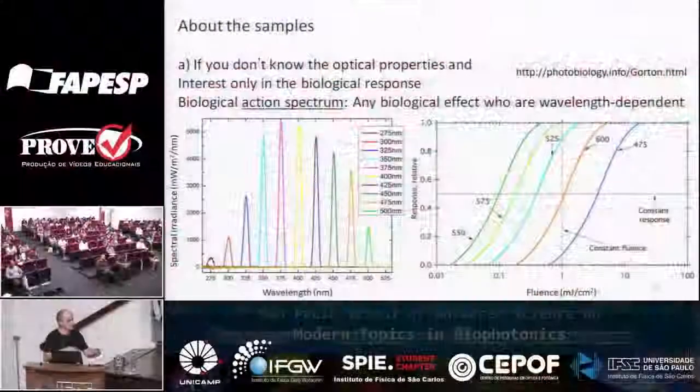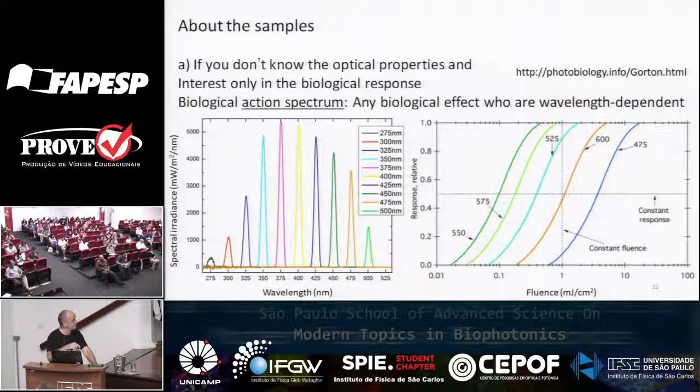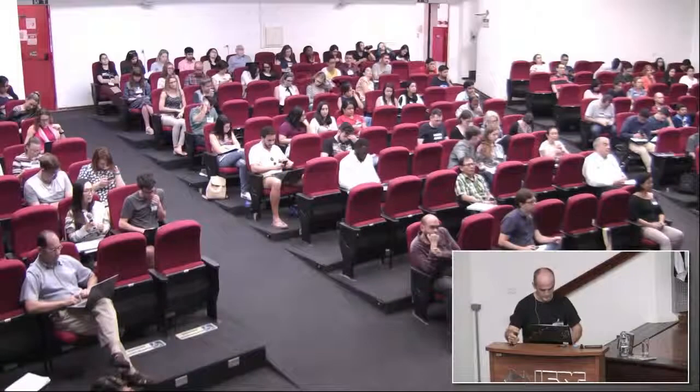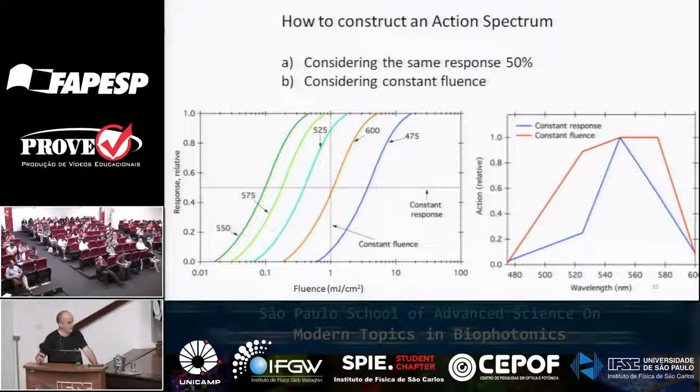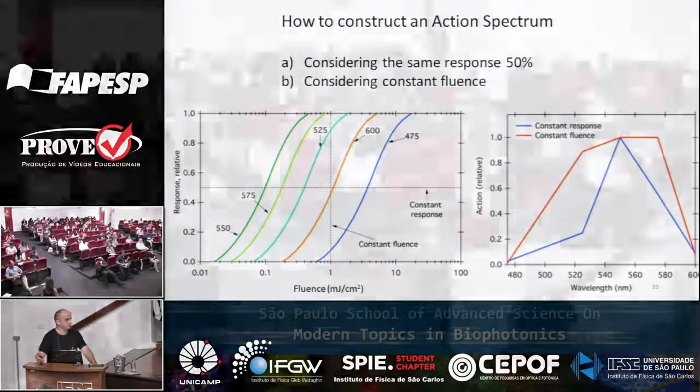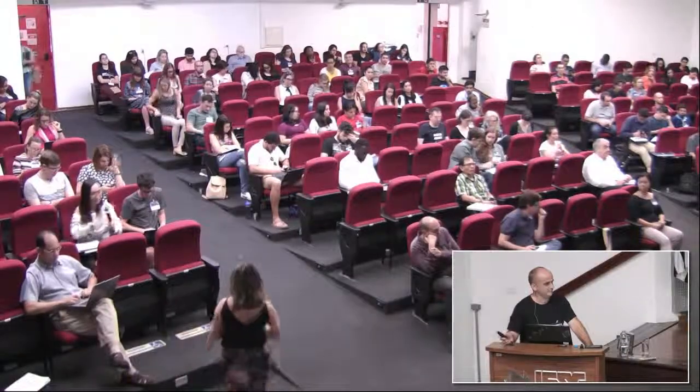And here, to produce an actual spectrum, you are measuring, for example, how much effect you produce for different wavelengths, for a constant fluence. You see that for the green line, you have a higher value. For the red, intermediate. And for the blue line, you have a lower effect. And with this, you can produce this curve here, that is the biological action spectrum. I can send you some more real data from other groups. Thank you.